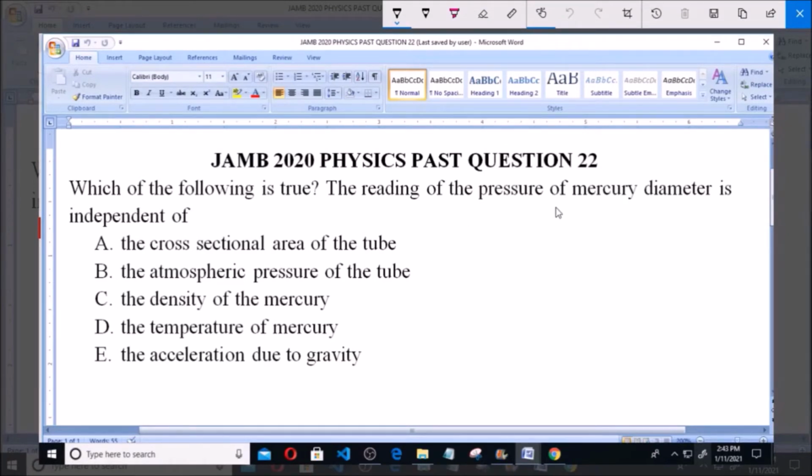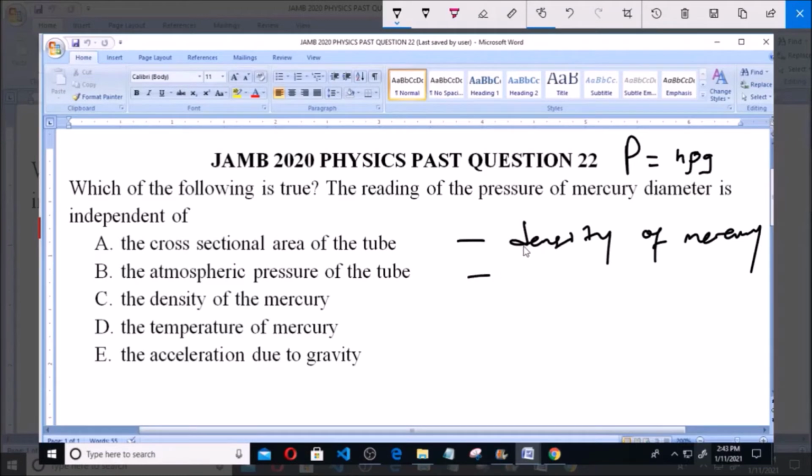Now, the pressure measured by a mercury in glass thermometer depends on the density of mercury. Now, this can be derived from the formula that says P equals h rho g. Now, this rho here represents what? Density of mercury. Now, it also depends on what? It depends on the acceleration due to gravity. And it can also be affected by the temperature of mercury.